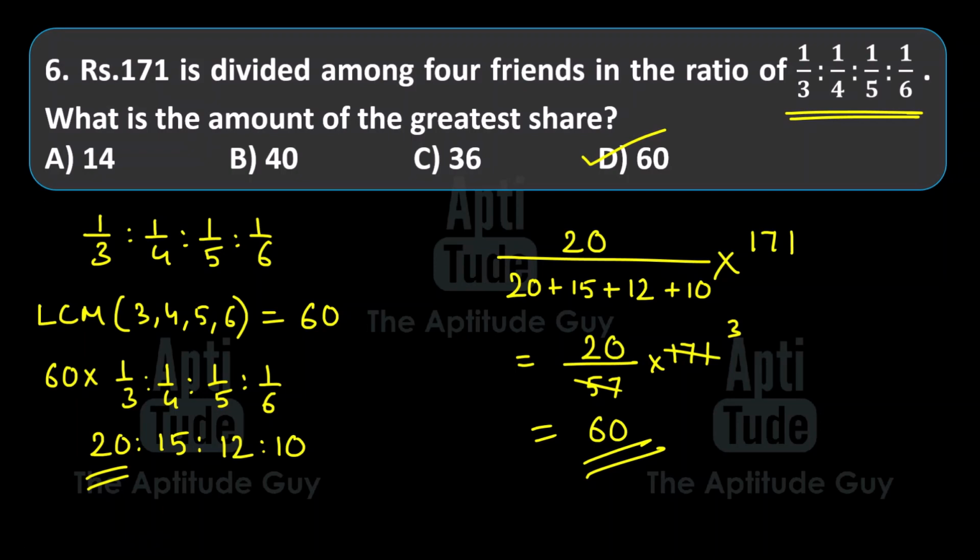So whenever you have fractional ratios like this, the best way to solve it is first convert it into a natural number ratio and then solve it like a normal question. That's all. Any doubts here? Drop them in the comments.